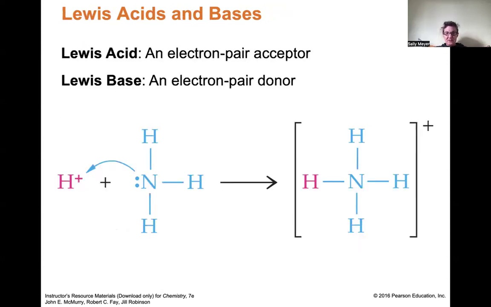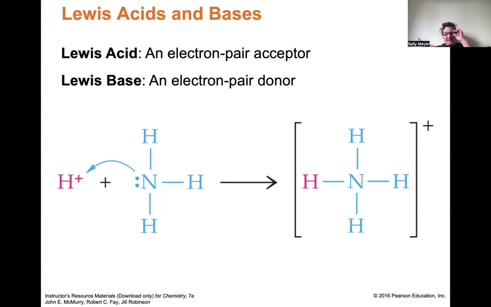I think the last thing we do in this chapter is give another even more general definition of an acid and a base. The Arrhenius definition is very specific. Acids are things that dissociate to give H plus. Bases are things that dissociate to give OH minus. Bronsted-Lowry is that you can produce H plus or OH minus in water, but they don't necessarily dissociate to make those. A Lewis acid is very general. It's an electron pair acceptor, and a Lewis base is an electron pair donor.